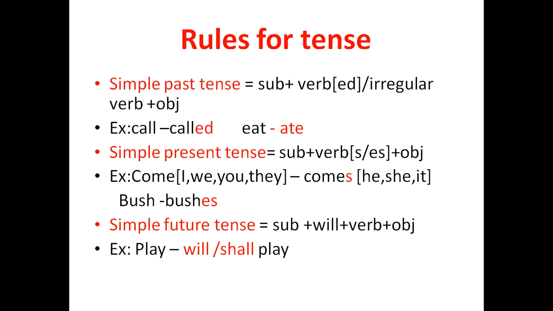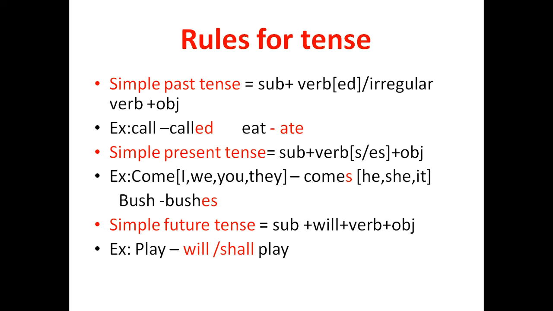Subject plus verb, which is added with ed, or else a verb that comes as an irregular verb, plus object. Here I need to explain regular verbs and irregular verbs. Regular verbs are verbs following the normal pattern of inflection. For example, play, played, call, called.